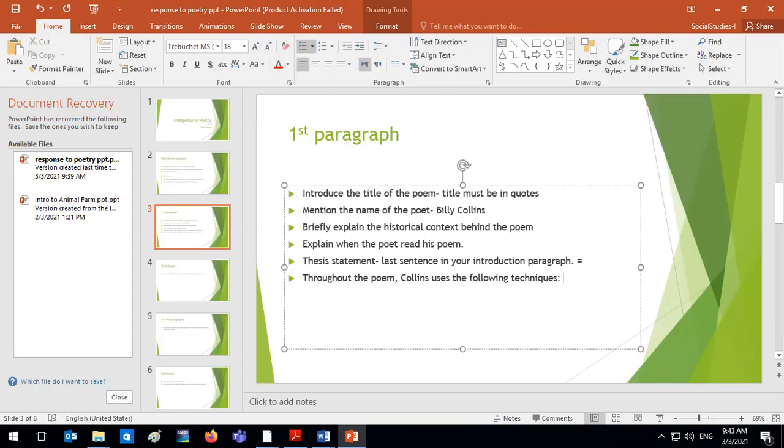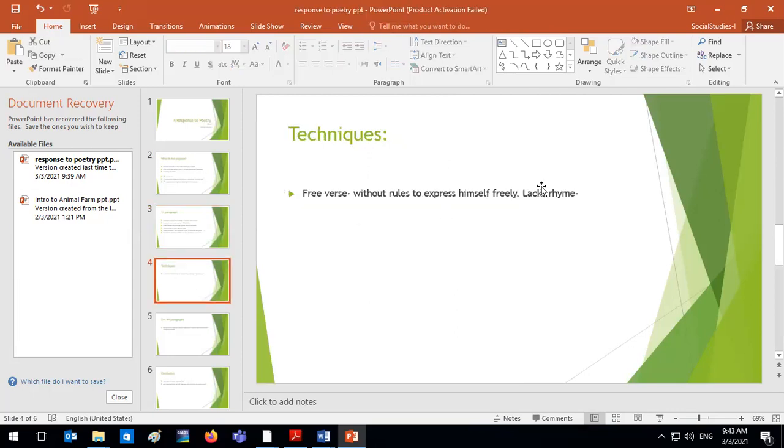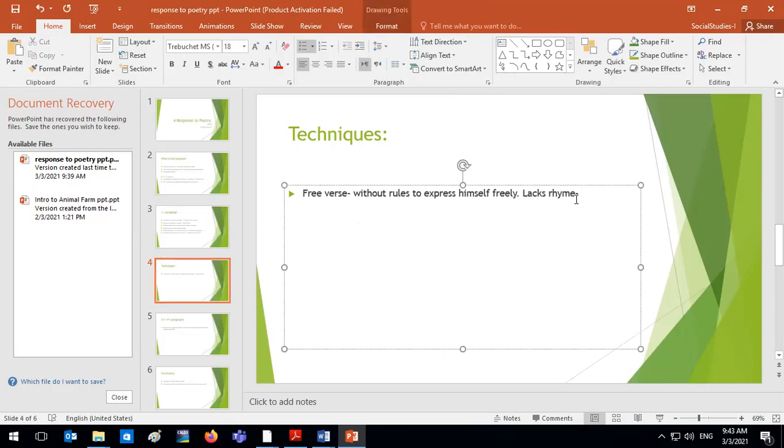Okay, let's say what other techniques does he use besides free verse or the lack of rhyme? The lack of rhyme to show that it's not a cheerful poem, to show his sadness and grief over the victims. So here we can say that this is a technique. Yes or no? Yes. Another technique that he uses is a lot of imagery.